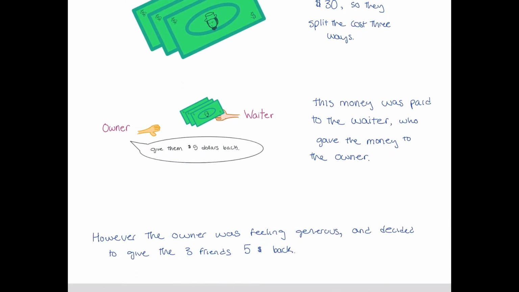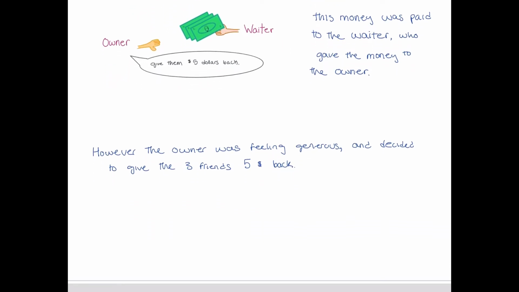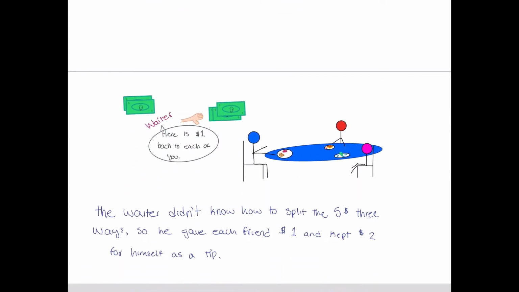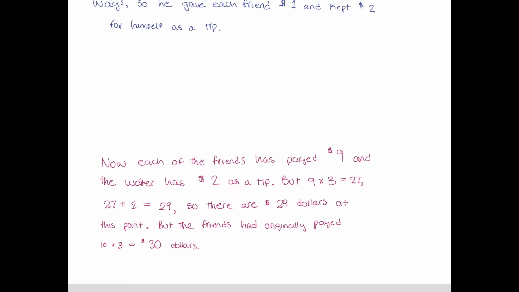Now, the owner was feeling very generous and gave the three friends $5 back. So, the owner gave the waiter $5 back, but the waiter did not know how to split the $5 among three friends. So he just gave $1 to each of the friends and kept $2 as a tip for himself. Now, because each of the friends paid $10 originally and has now been paid $1 back, each of them has paid a total of $9, and the waiter has $2 as a tip.